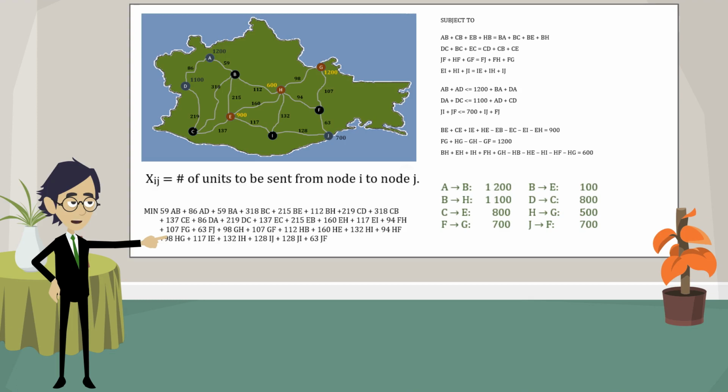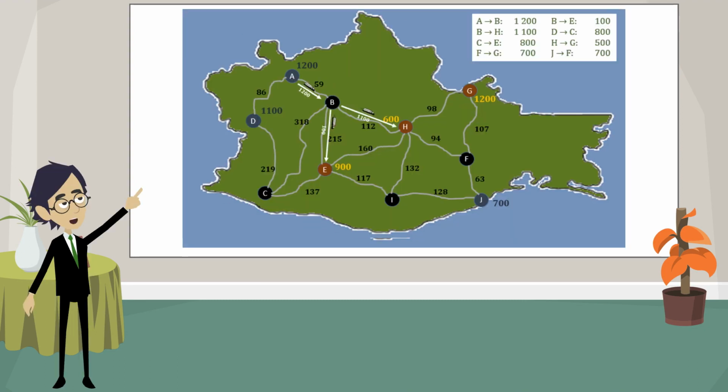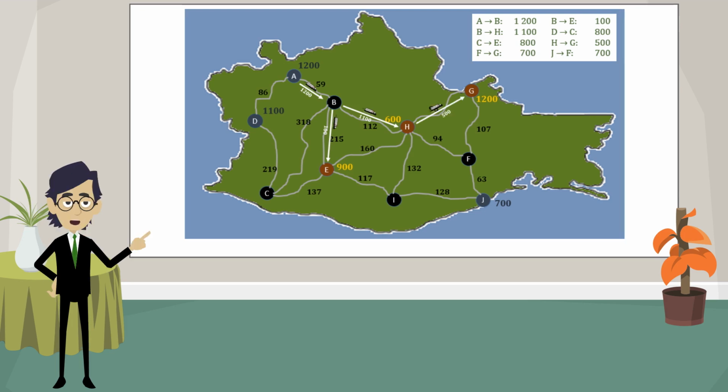That is the solution to the problem. I will enlarge the map to visualize the solution. Node A will produce 1,200 units and it will send everything to node B. Node B, in turn, will send 100 units to node E, and 1,100 units to node H. Node H will keep the 600 units it demands, and will send 500 units to node G. Notice that the production capacity of A is depleted, and the demand of G is satisfied.